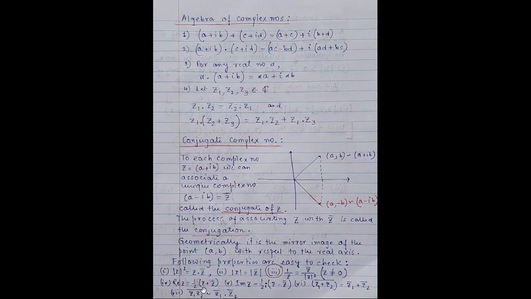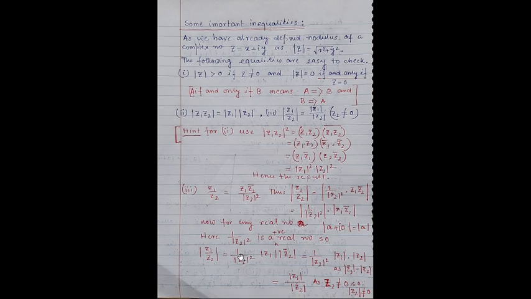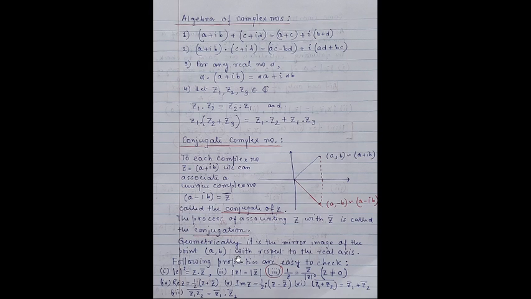Conjugate of Z1 into Z2 is the same as Z1 bar into Z2 bar. So multiply them, then conjugate, is the same as first take conjugate, then multiply. Okay, these are fairly easy things to check, so I'm not doing it, and you can do it on your own. So I leave it as an exercise.